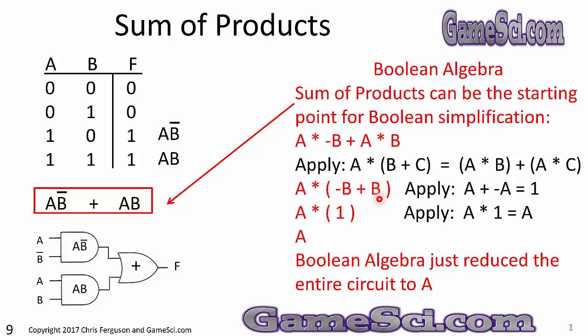Well, that's an identity. Not B or B. You apply this identity, and that produces a 1. That's another identity. A and 1. That's an identity that produces a result of A. For this complex Boolean algebra expression, Boolean algebra just reduced the circuit to just plain A. And if you look at this truth table, when A is 1, the circuit outputs a 1. Certainly A all by itself is a far simpler circuit to implement than this sum of products expression.